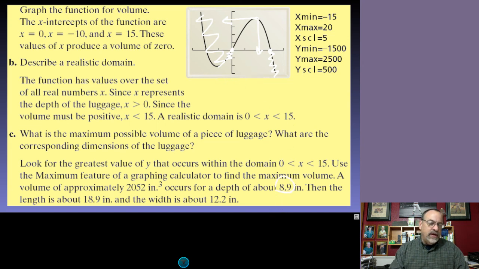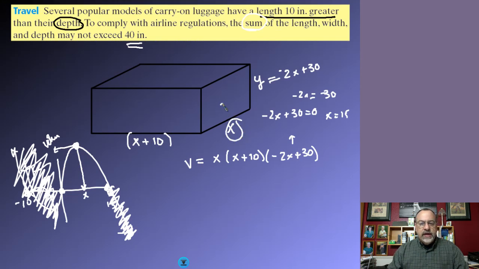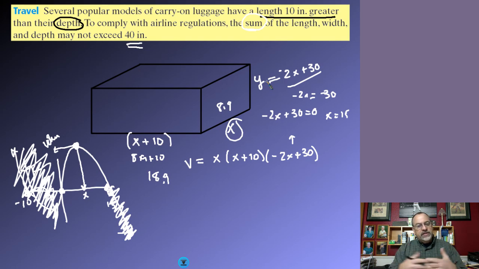So then I would go back here. So 8.9 would be this value. Then I would do 8.9 plus 10 to get my length because it's 10 inches more. And then I would do 2 times 8.9 negative plus 30 to get the dimension for my height. And that would give me the dimensions that would give me the maximum volume, and at the same time keeping it at 40 inches as a maximum perimeter.